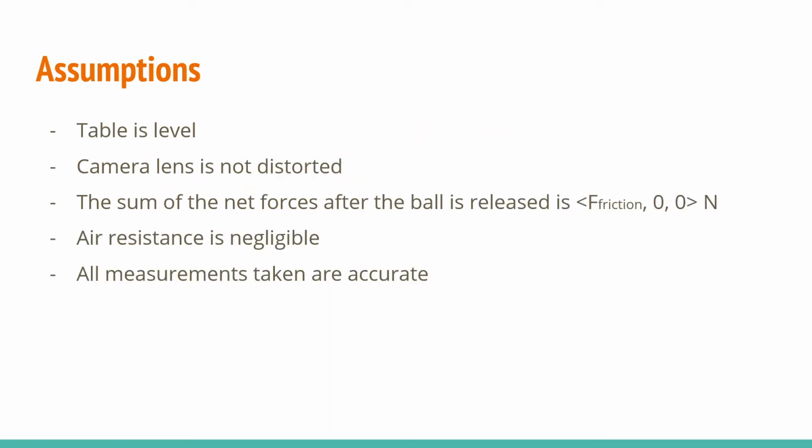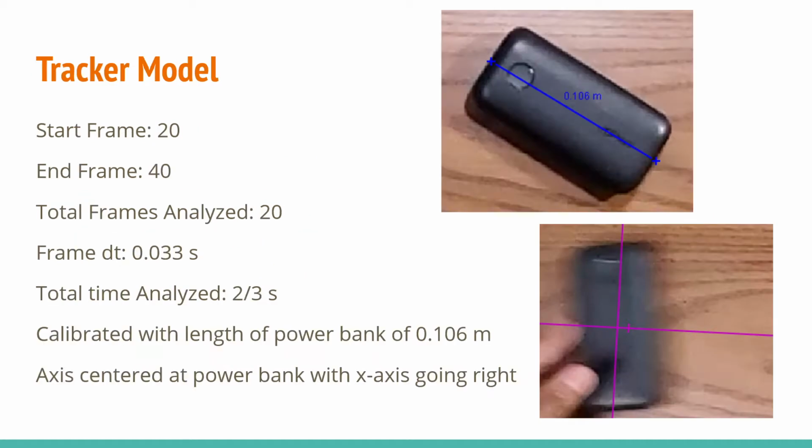We have some assumptions in doing this lab. The first is the table is level. The second is the camera lens is not distorted. Third, the sum of net force after the ball is released is only the force of friction. Fourth, the error is negligible. And fifth, all measurements taken are accurate.